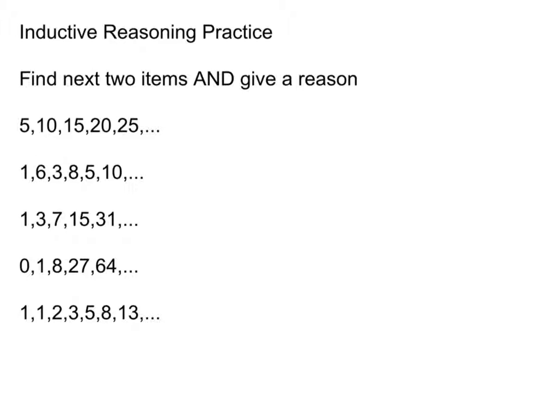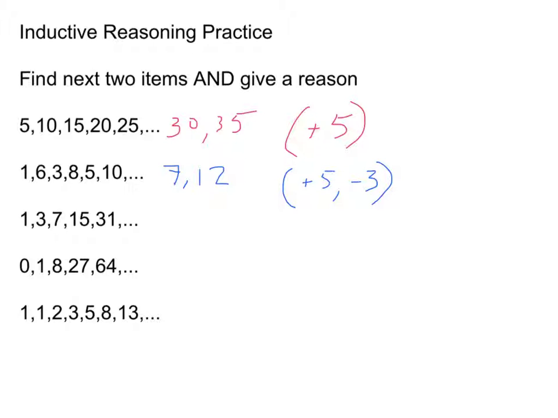Okay, going through these, the next items in the sequence, the first one should be pretty easy. It should be 30 and 35, and the reason, all you need to show is we're going plus 5. Each time it's being added to 5. And the next one, 1, 6, 3, 8, 5, 10 would be 7, 12. And the reason, well, first it's plus 5, then it is minus 3, and then we repeat that. Plus 5, minus 3, plus 5, minus 3.